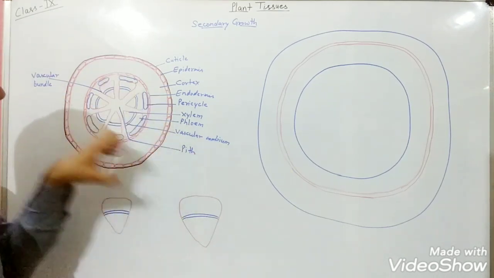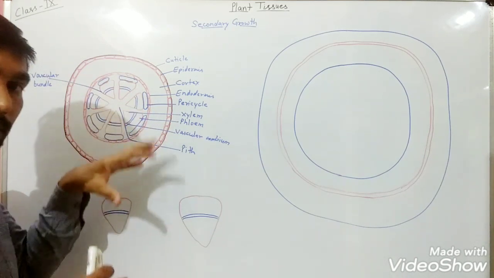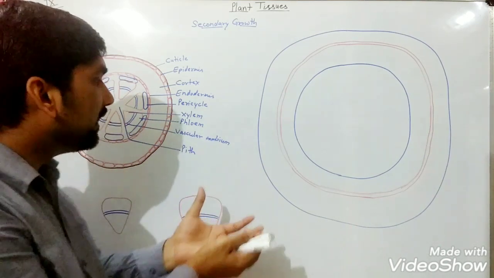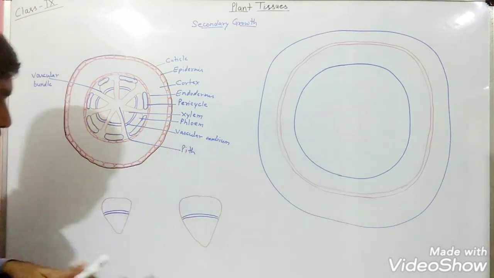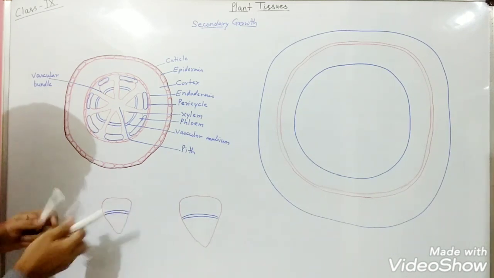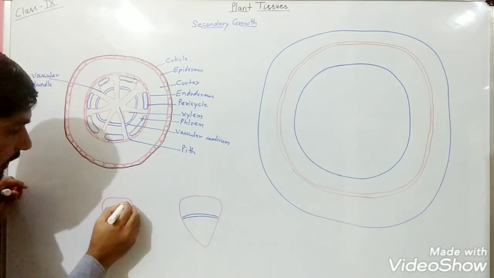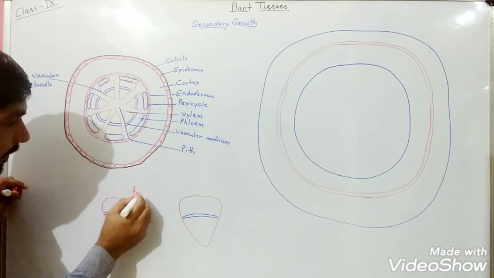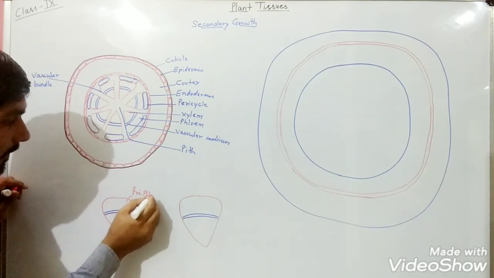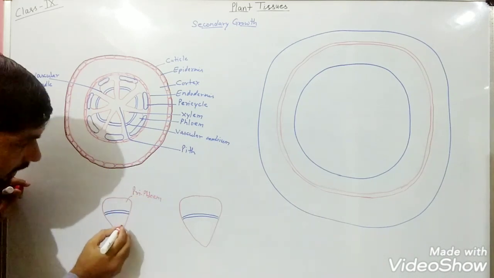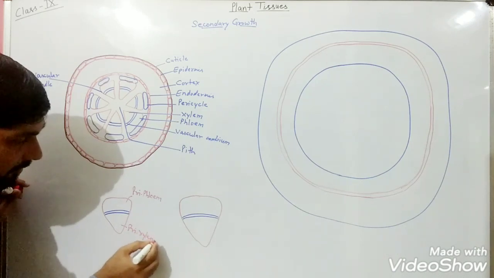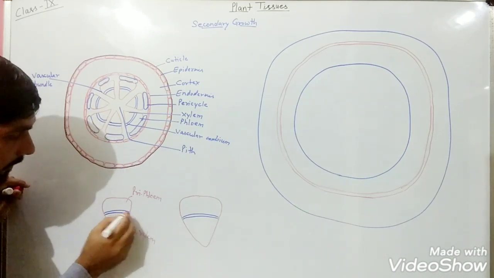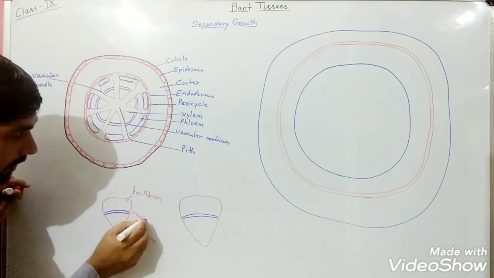Now this was about the dicot stem. Now the secondary growth will occur with the help of this vascular cambium. So suppose we have separated this vascular bundle, what is this? Primary phloem. This is primary xylem, and this is what? Vascular cambium.